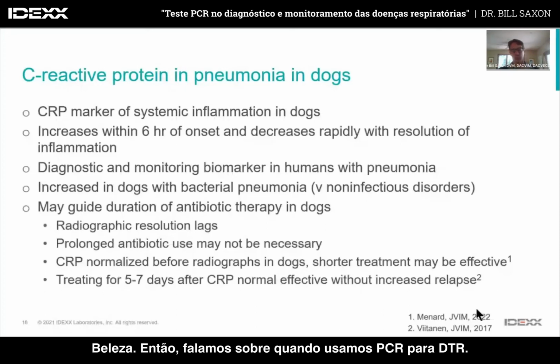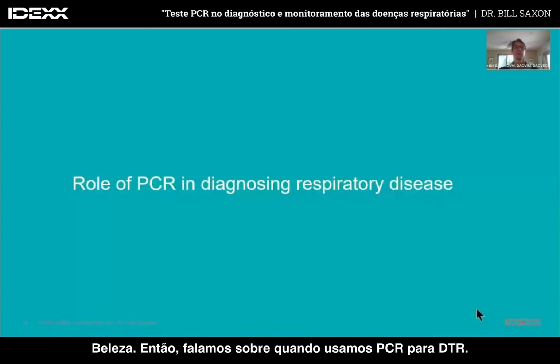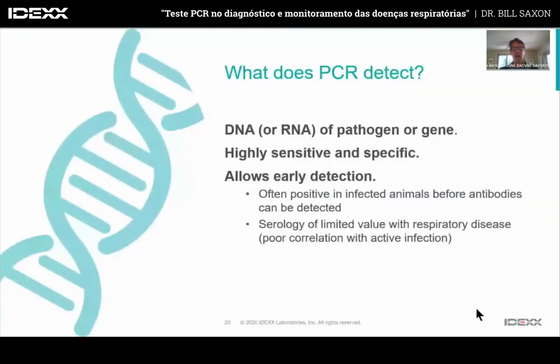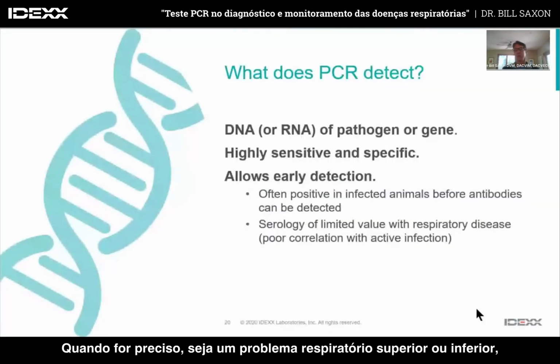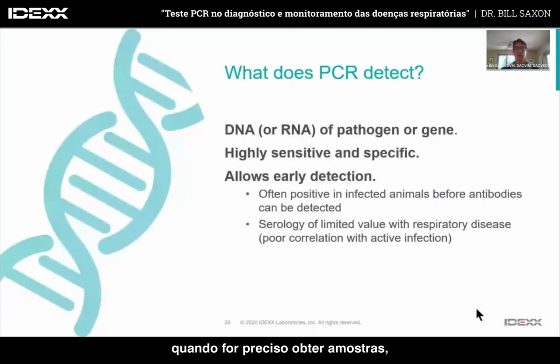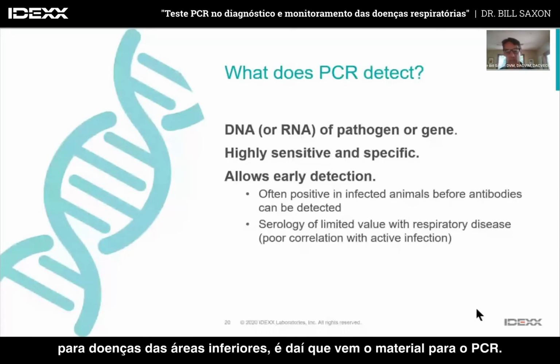Okay, so we've talked about PCR in terms of when we use it for respiratory tract disease, not initially. Whenever it's time, whether it's an upper respiratory problem or lower, whenever it's time to get samples because our patient's not responding, or initially in pneumonia, from the airways, whether it's a nasal flush for upper respiratory tract disease, or whether it's an airway procedure, transtracheal wash, bronchoalveolar lavage, for lower airway disease, that's when we get our PCRs run.